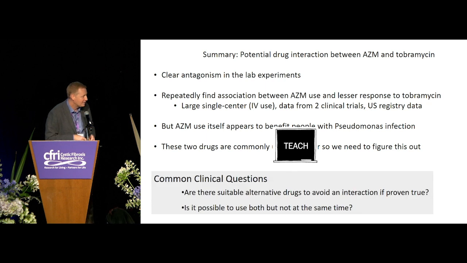I've alluded to some of this already, but there are real questions we need to address if we do prove that our hypothesis is correct. And that's really this: are there suitable alternatives to avoid this combined use interaction, or is it possible to use both at the same time? To use both drugs in an individual, but just not at the same time. And so both of these will be follow-up questions depending on our results from our study.